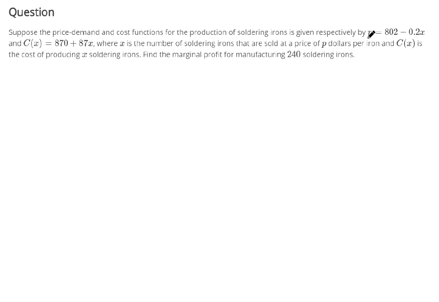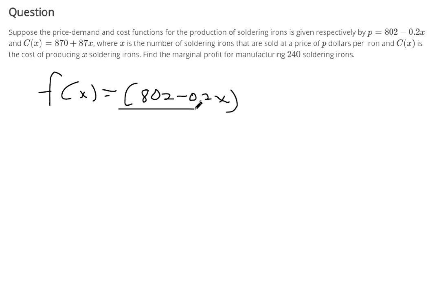Okay, so let's see what they give us. P is the price in dollars per iron. So this is the price for one iron. Here, let's make a function f of x. That's the profit. So we have 802 minus 0.2x. That's the price for one item, but we want to multiply that by x because x is the number of soldering irons or whatever that is.